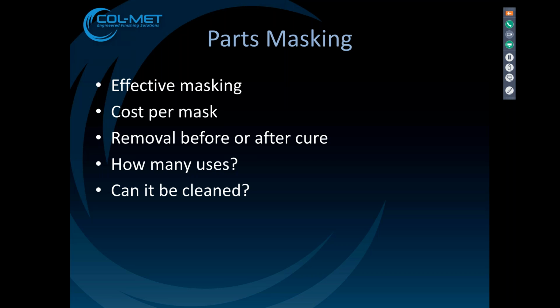Sometimes we have to coat parts that require masking. So when considering part masking, we have to look at, what's effective to mask this part? What's the cost per mask? Do we remove the masking before or after cure? What would be best in our process, and what would be required in our process from a part standpoint? Can you use it more than once? Is it a one-time utilization and then thrown away, or can it be used many times? And can the mask be cleaned?